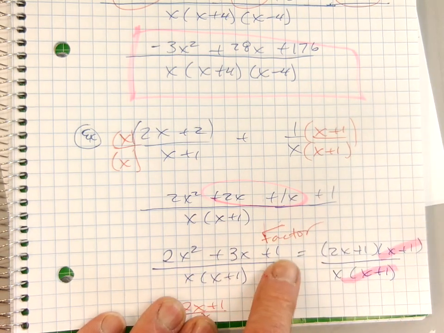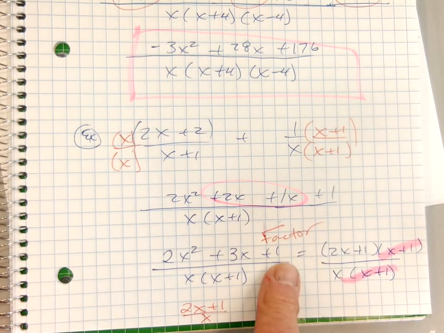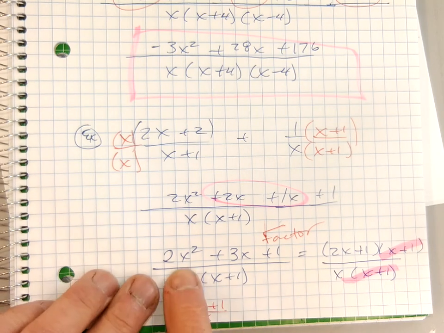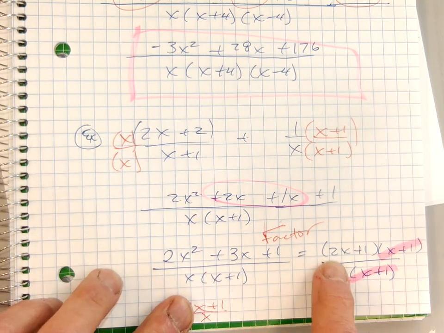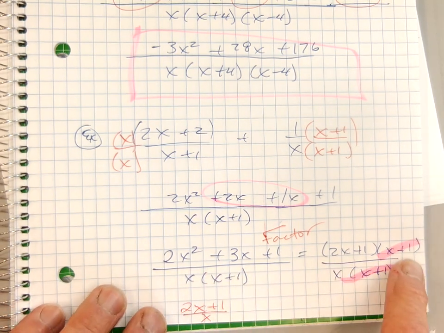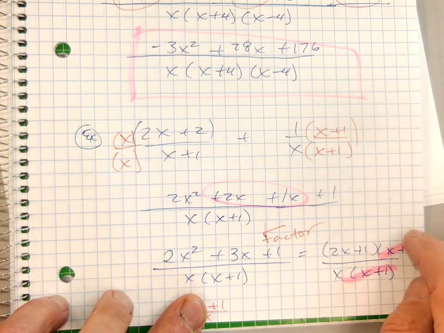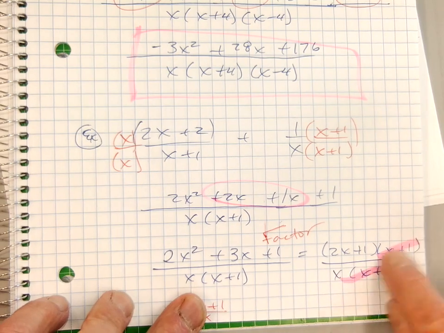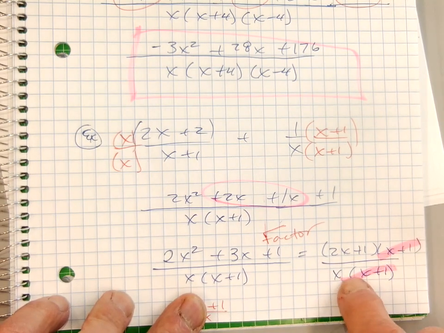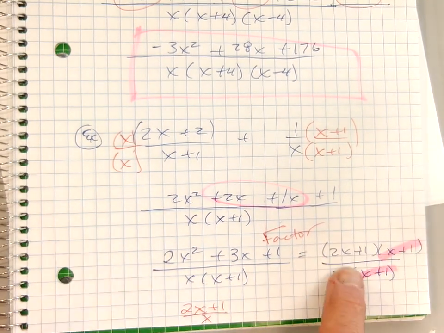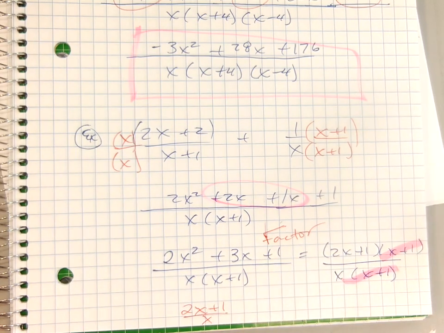Okay, but sometimes you can factor these and reduce again. So I factored 2x squared plus 3x plus 1 into 2x plus 1 times x plus 1. And then I already had this in the denominator, so I was able to cancel. I could see the same x plus 1 over x plus 1, cancel. So my answer turned out to be a 2x plus 1 over x. Okay, and there is my answer.